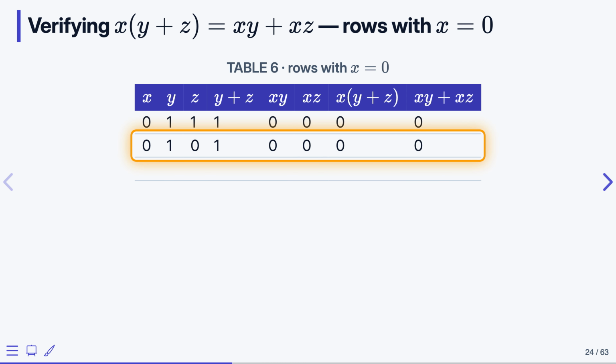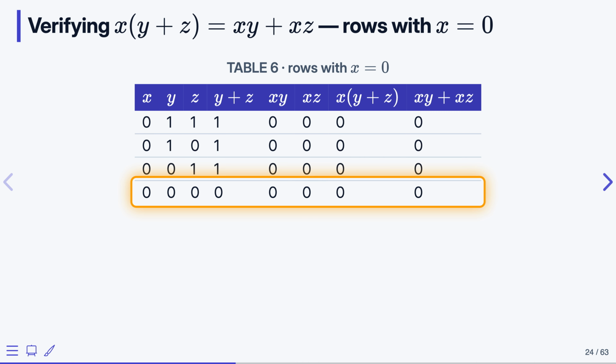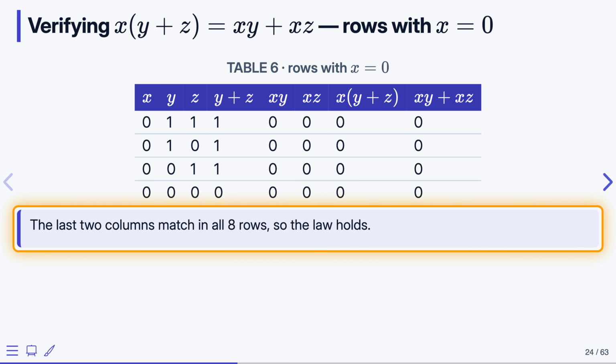Row 6, same story. Both sides are 0. Row 7, both sides are 0 again. Row 8, everything is 0, so both sides are 0. Now put the 2 halves together. The last 2 columns held the same value in all 8 rows. The 2 sides never disagreed, so the distributive law is proved.